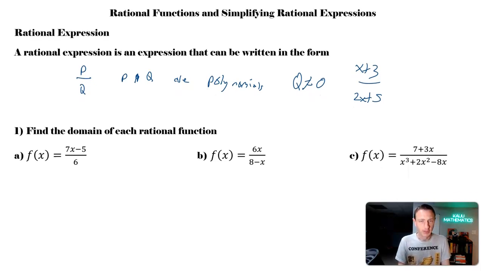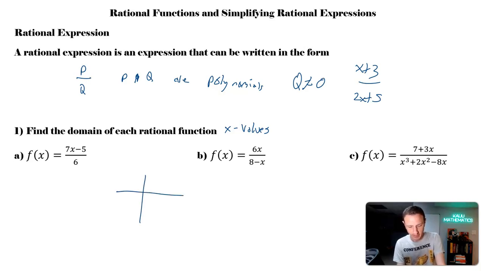Find the domain of each rational function. The domain is the x values. Remember how we mentioned before about x values for the domain. So what we want to think about when we're trying to figure out the domain is if we were to graph or visualize this rational function, where would it exist on the x-axis? If I had an x and y-axis and I had a line, we would think of that line existing from negative infinity to infinity along the x value.